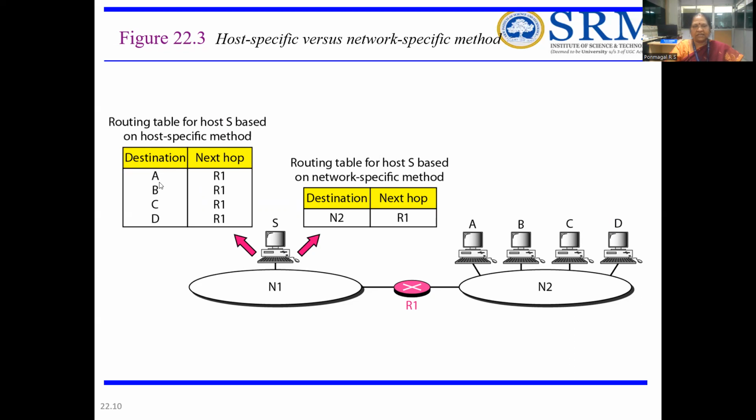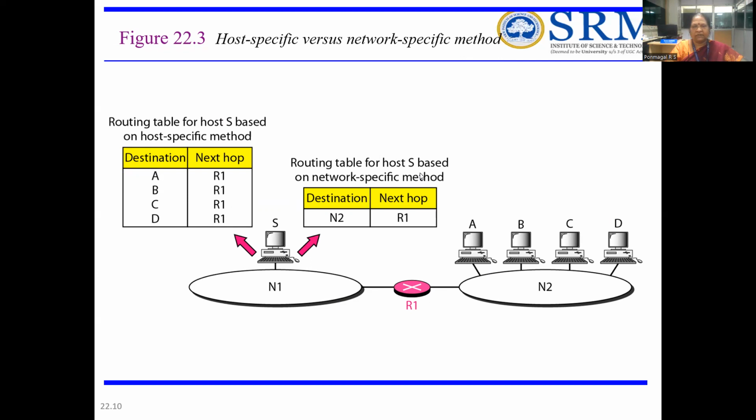Destination is A, next hop will be R1. Destination is B, next hop will be R1, because here we have only 1 router. In real time, we can have n number of networks and n number of routers connected. Here, to understand, we are showing a simple network with 1 router connected. So next hop will be R1 only for all the destinations, including destination D. This is host specific, that is, destination specific.